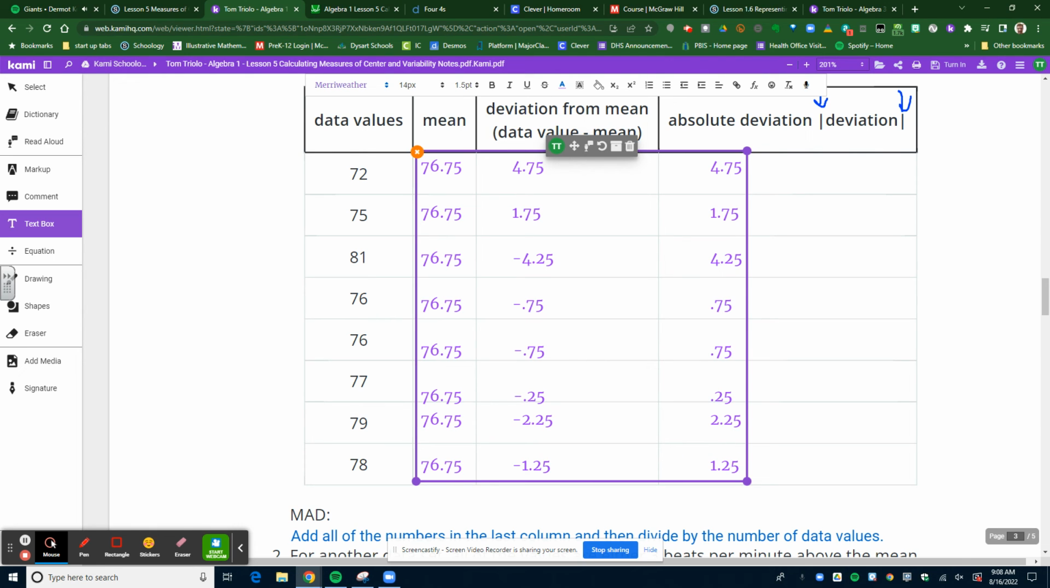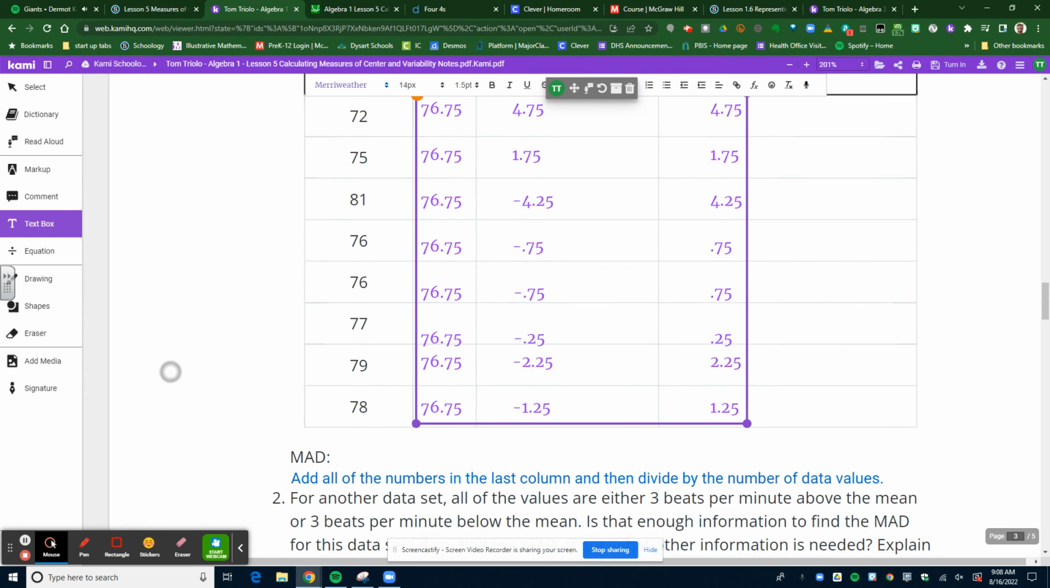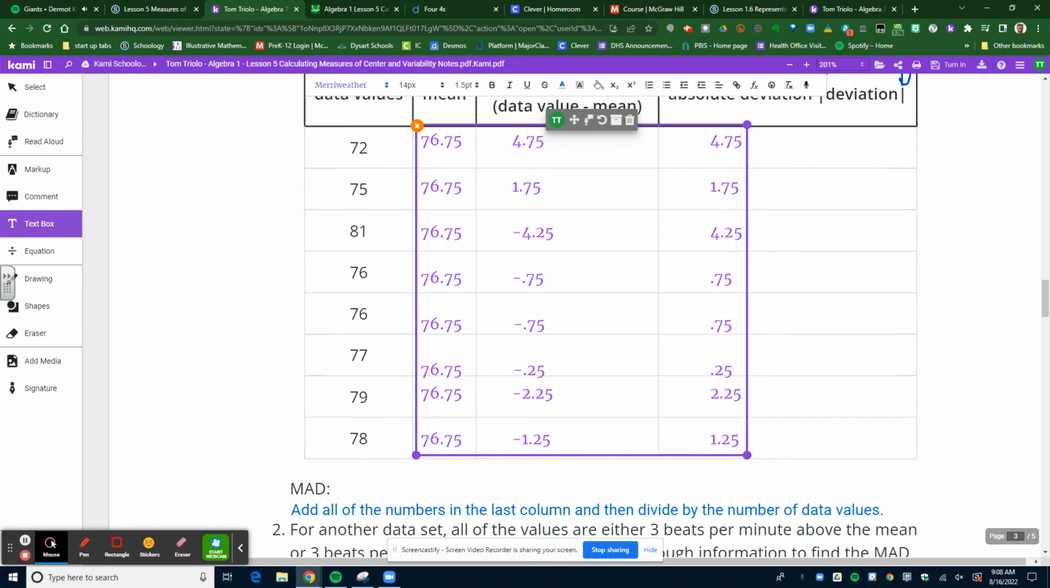All right. So look how awesome I am, because he didn't put this in the lesson. It says, how do you find the mean absolute deviation? Add up all the numbers in this last column and divide by the number of data values. How many people did we take heartbeats of? 5? No. 8. So add up all these numbers and divide by 8.